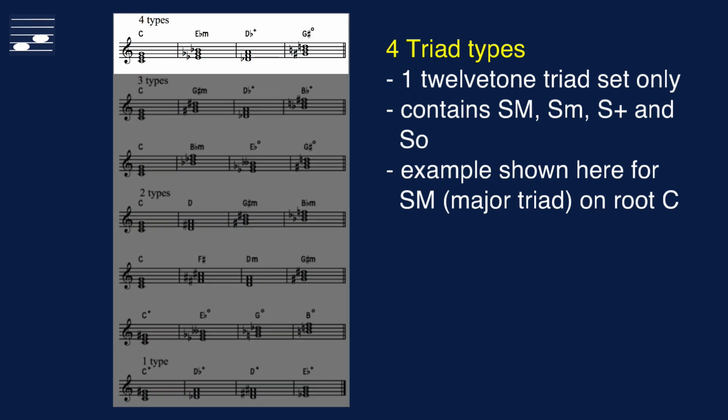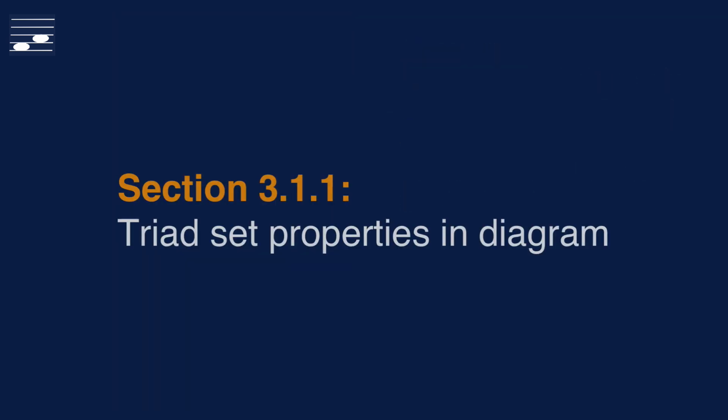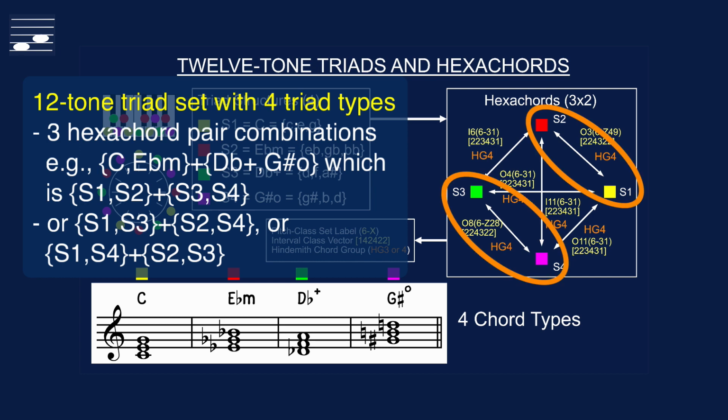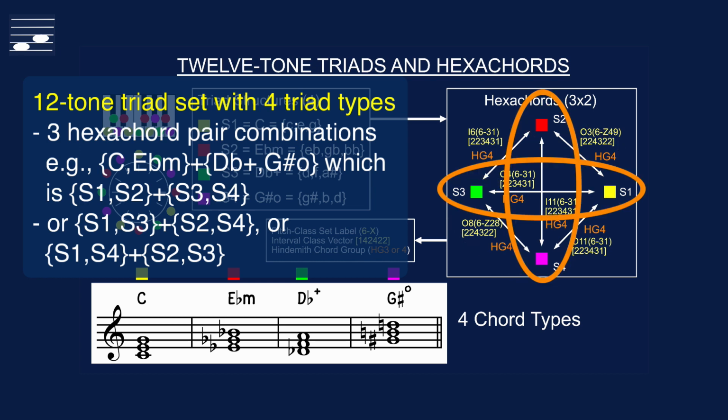It is shown here for the major triad on root C, and further includes the E-flat minor, D-flat augmented and G-sharp diminished triad. We look at the set properties diagram and evaluate the characteristics of the 3 possible pairwise combinations, such as S1 plus S2 versus S3 plus S4.